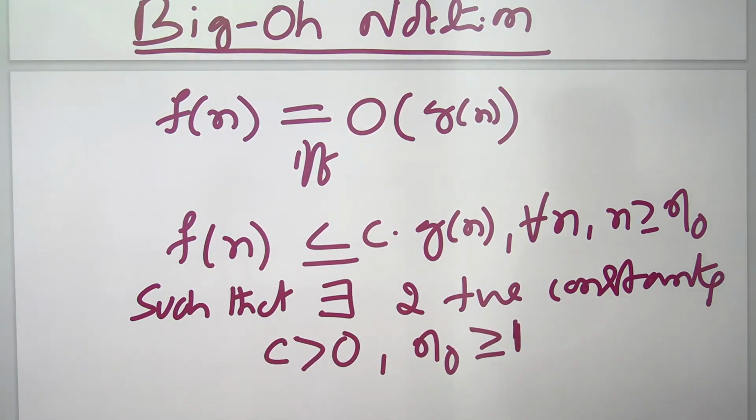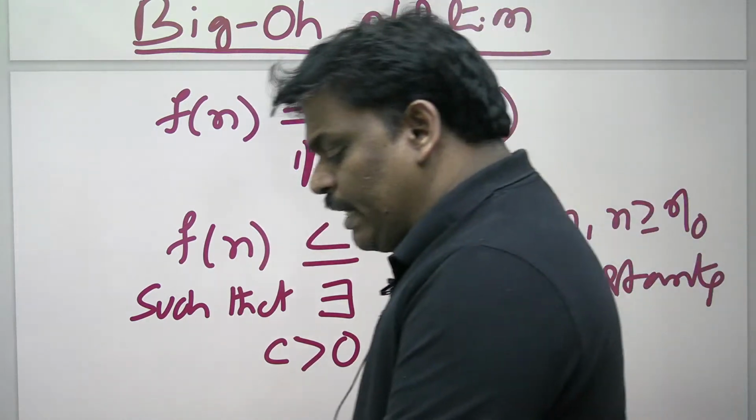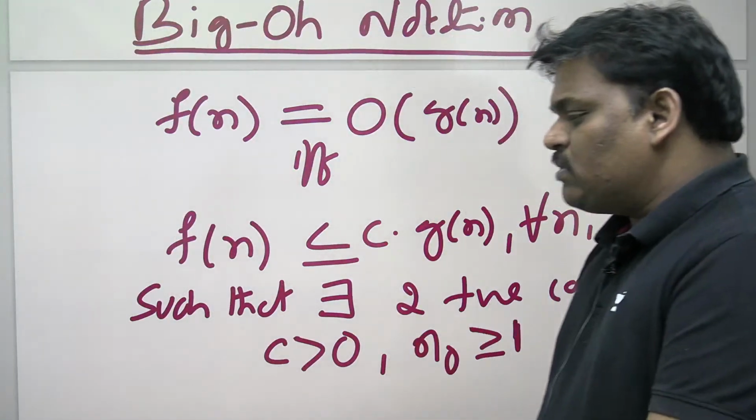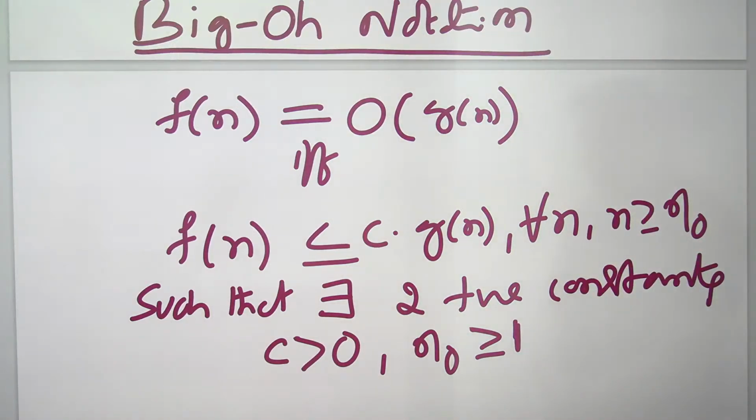Next one, what is theta? If big O and omega are both satisfied, then theta. I am giving only the definition till now. I will explain some examples within a few minutes, and you will get the clarity.